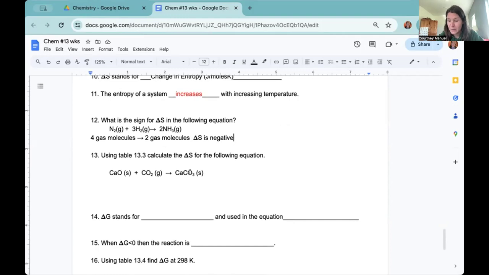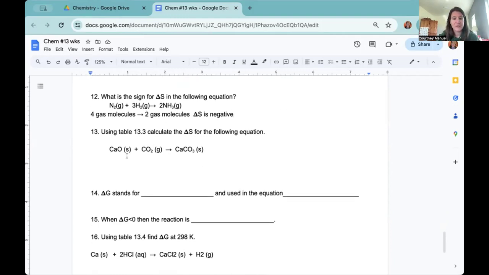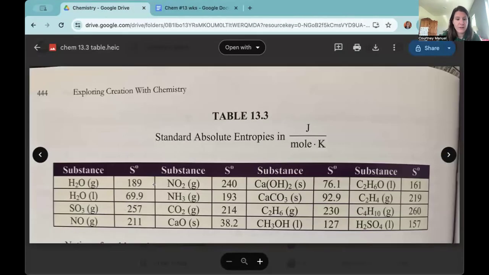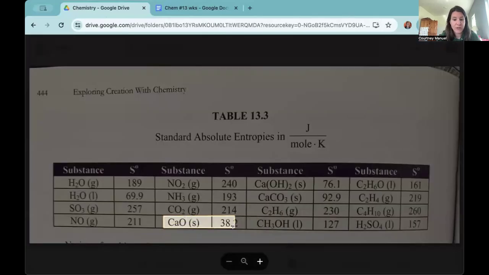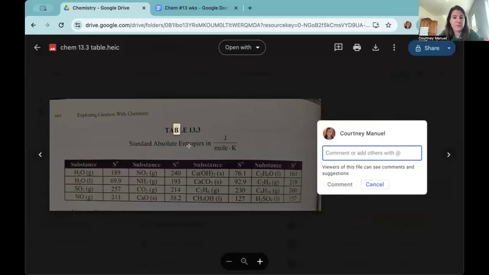Okay, next one. We're going to use table 13.3 and actually calculate this delta S for our CaO, our carbon dioxide, and our calcium carbonate. Let's plug this in. Let's go grab the table. There it is. The first one is our CaO, and it's in a solid state. So that's this one right here, 38.2. Let's write that down.